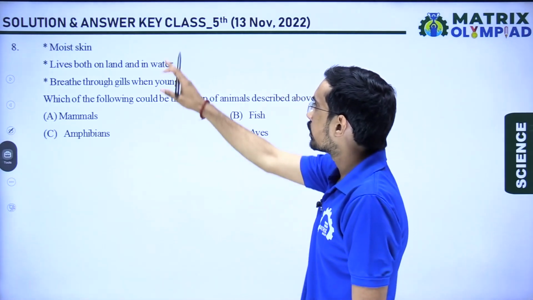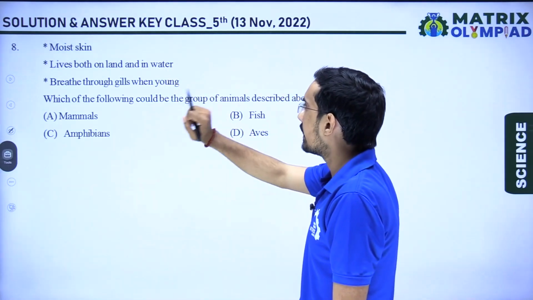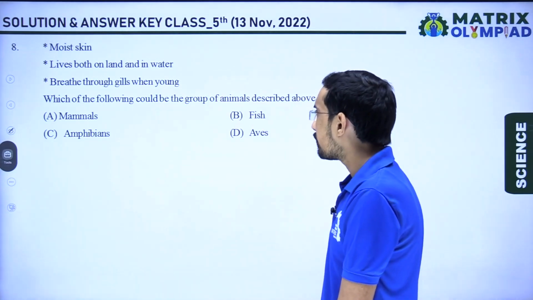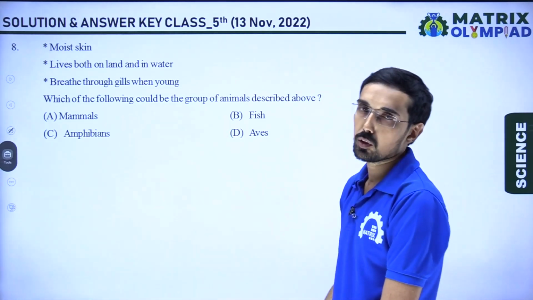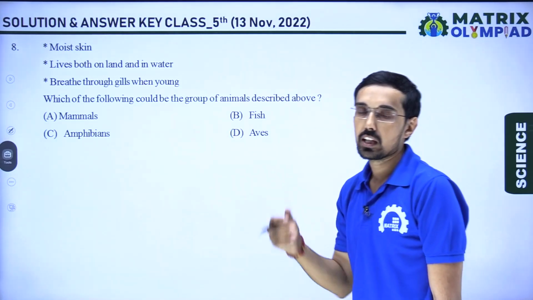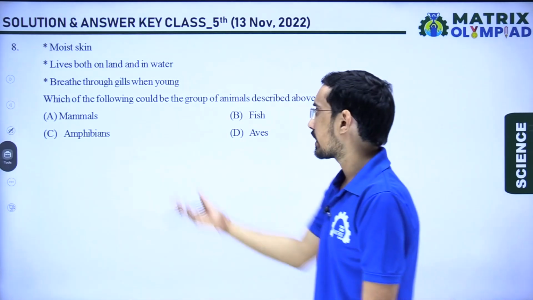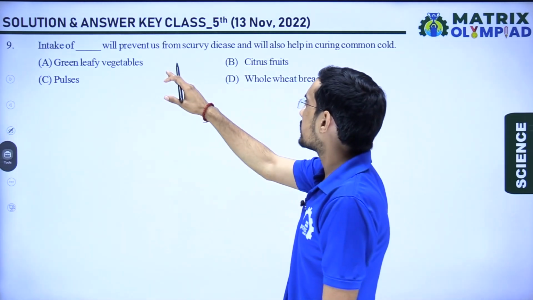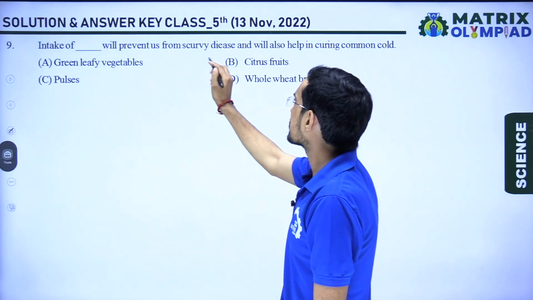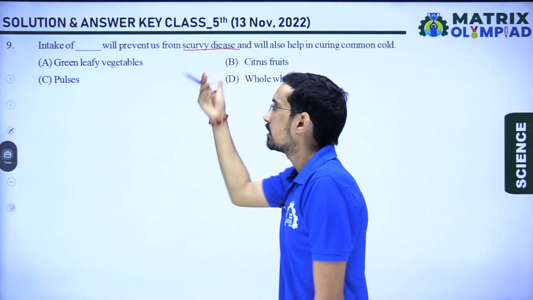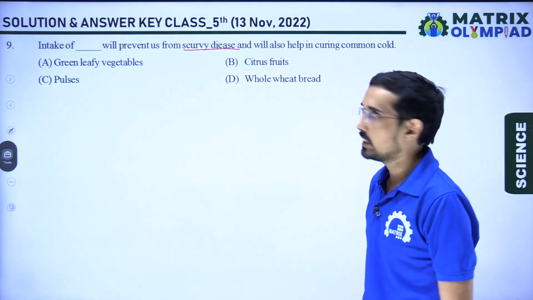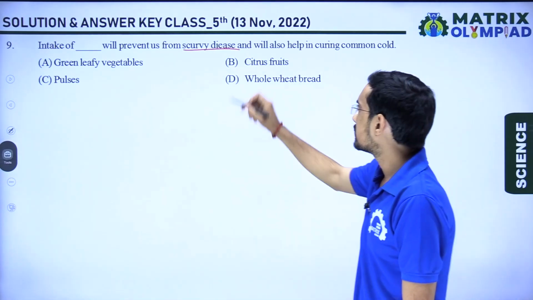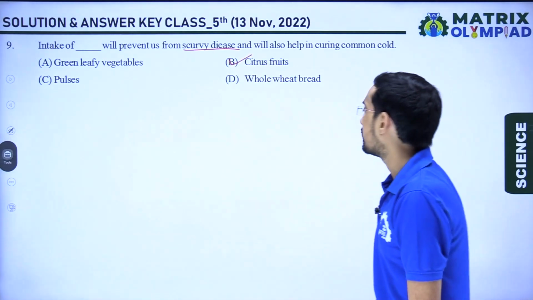Next question. Moist skin, lives in both land and in water, breathes through gills when young. It is the characteristics of amphibians. Amphibians are the animals which can survive both in water as well as on the land. So the correct answer will be option C. Next question. Intake of dash will prevent us from scurvy. Scurvy is the disease which is caused due to the deficiency of vitamin C, and citrus fruits are responsible for recovering from this disease. So correct answer will be option B.